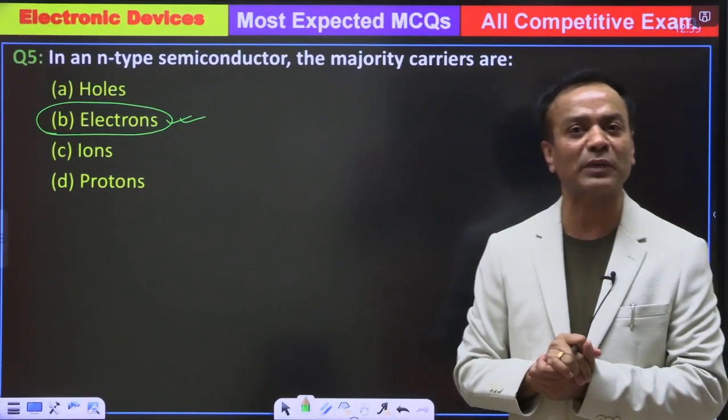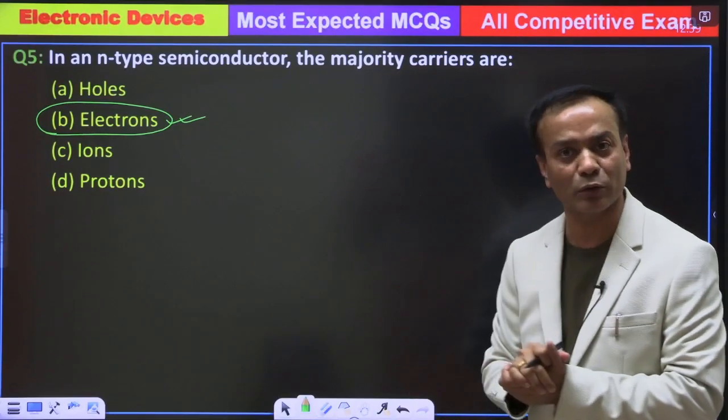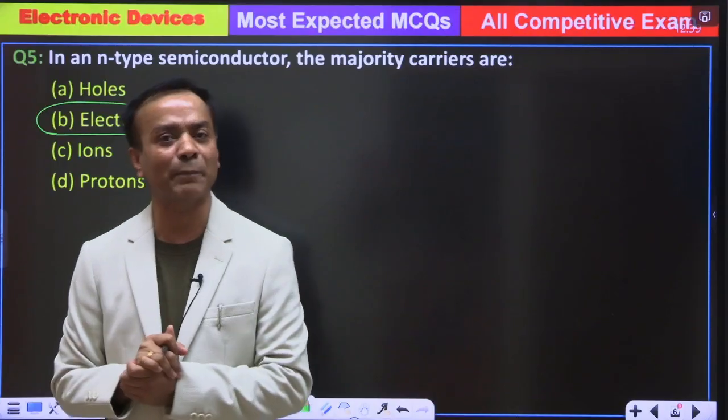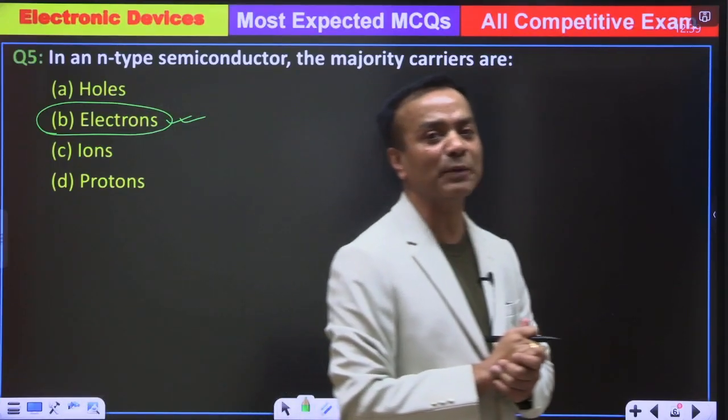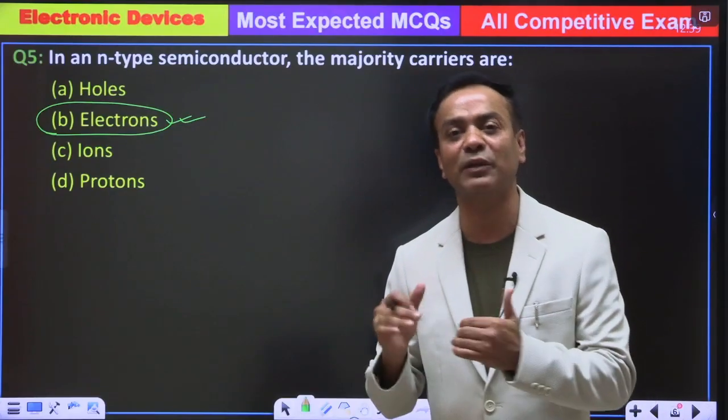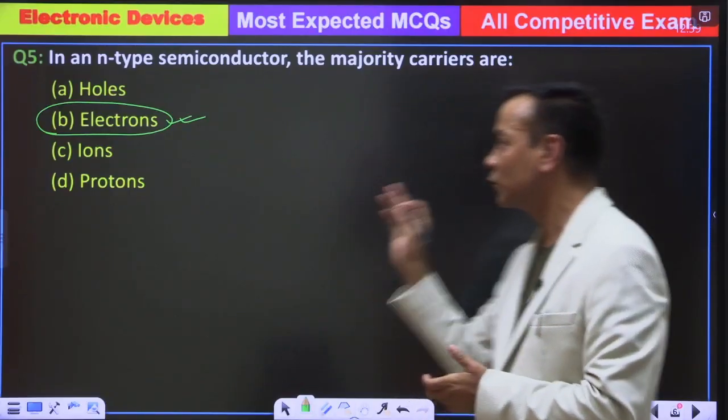So those who are from the electronic background might be knowing all those things. But those who are from other than electronics, many of them may not be knowing that. So for them it is new. You must note down all these points for your exam purpose as well as for your knowledge purpose also. So now we'll go to the next.